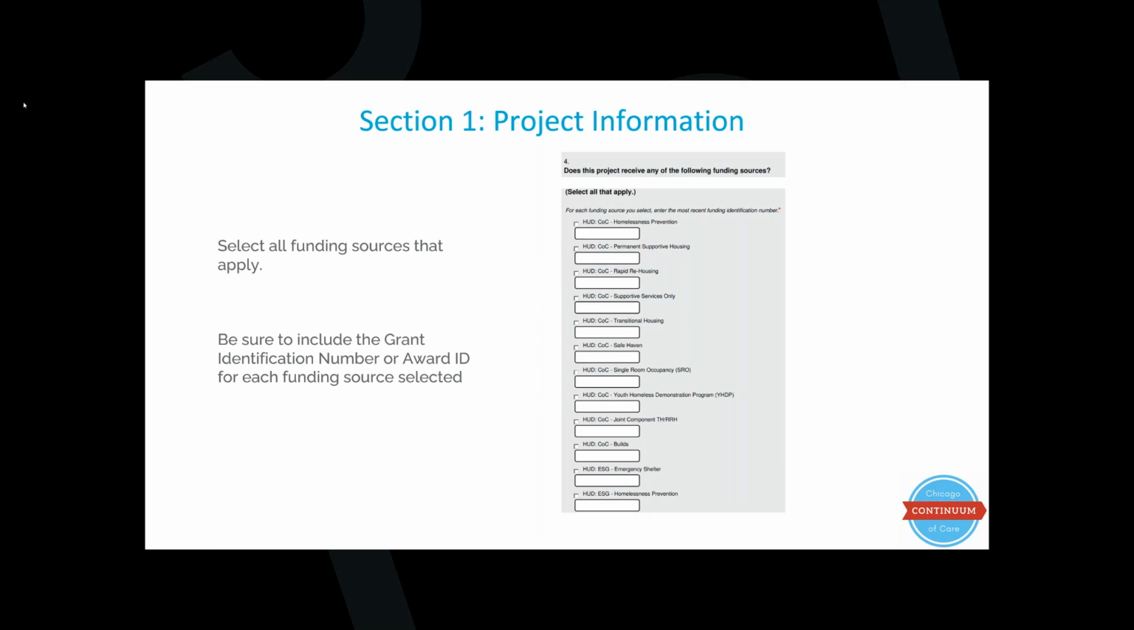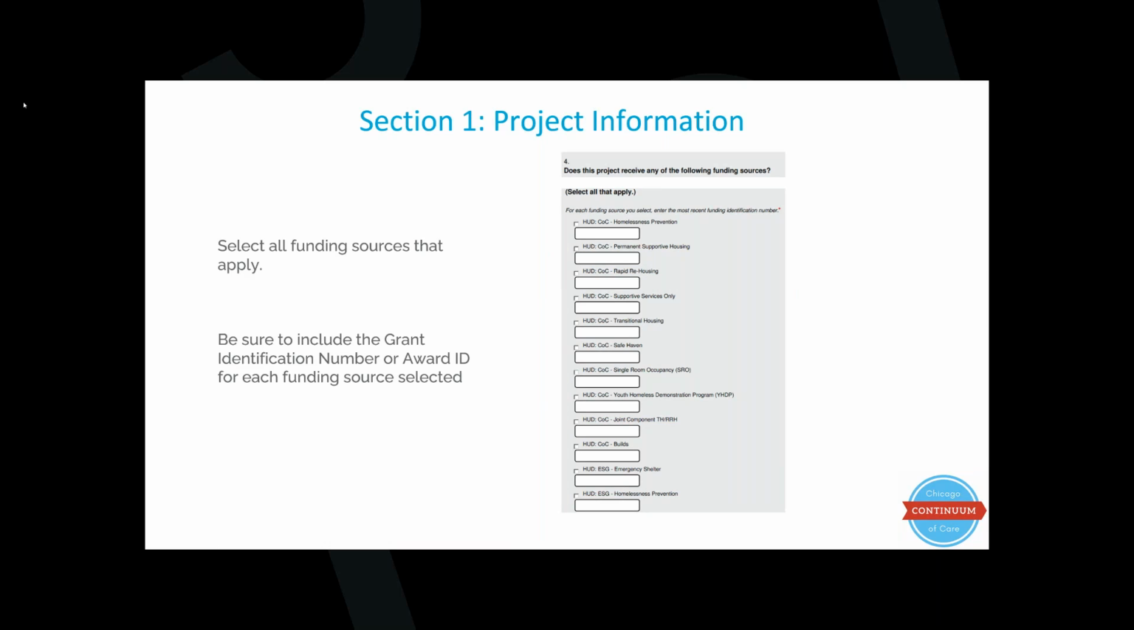And then if your project receives multiple funding sources, you're able to select all of the funding sources that are applicable. But again, we do ask that you put in the grant ID number for that funding. So if you're funded through HUD, whether that's HUD CoC, HUD ESG, VA, PATH, RI, any federal funding, you should have a grant ID number that was given to you with the award letter of this funding.